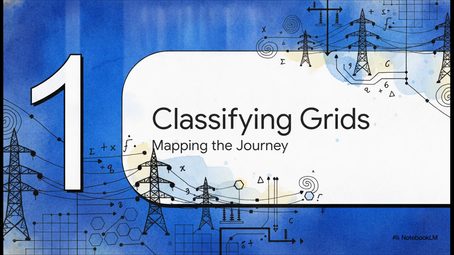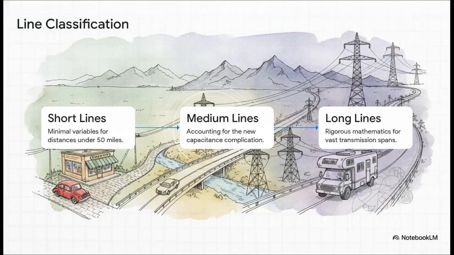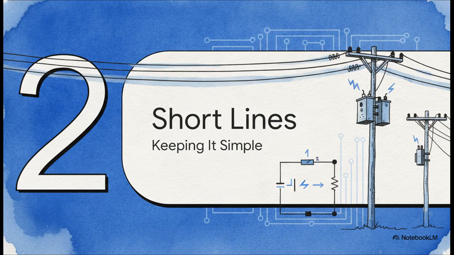All right, Section 1, classifying our power grid and mapping the journey. Think of this just like planning a road trip. Our mathematical map scales up in complexity based entirely on distance. We classify transmission lines into 3 distinct categories: short lines, medium lines, and long lines. Obviously, you wouldn't use the same exact planning for a quick drive to the local grocery store as you would for a massive cross-country expedition, right? Well, similarly, electrical engineers have to use entirely different mathematical models depending on exactly how far the power has to travel. So let's look at the shortest trip first.